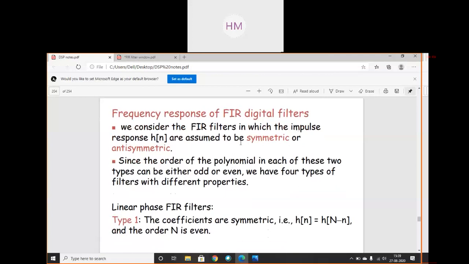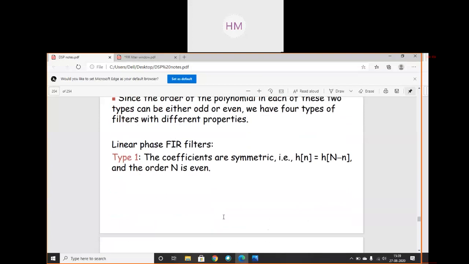FIR filters in which the impulse responses are assumed to be symmetric or asymmetric. Since the order of the polynomial in each of these two types can be either odd or even, we all know a polynomial could be either even or odd. We have four types of filters with different properties. Linear phase FIR filter, we know the basic condition. It is having four types of linear phase FIR filter.